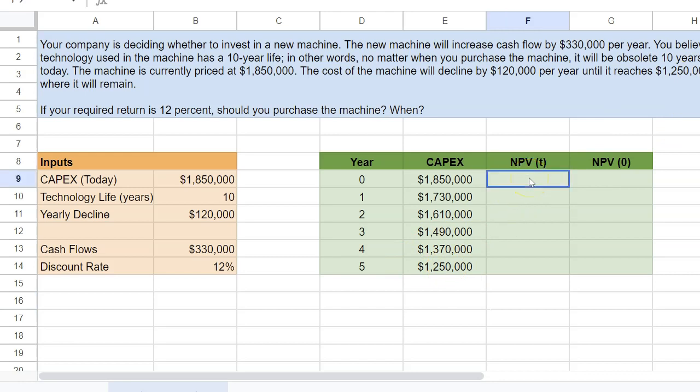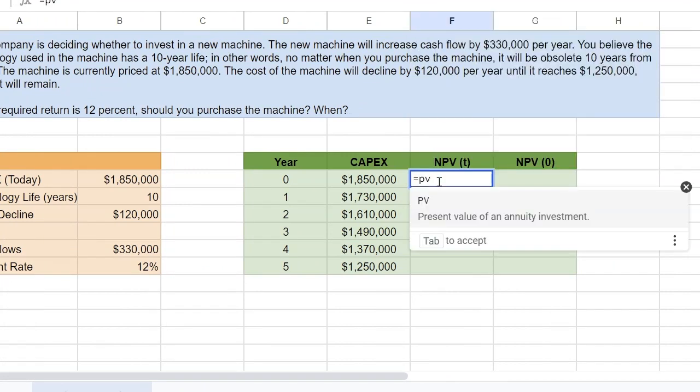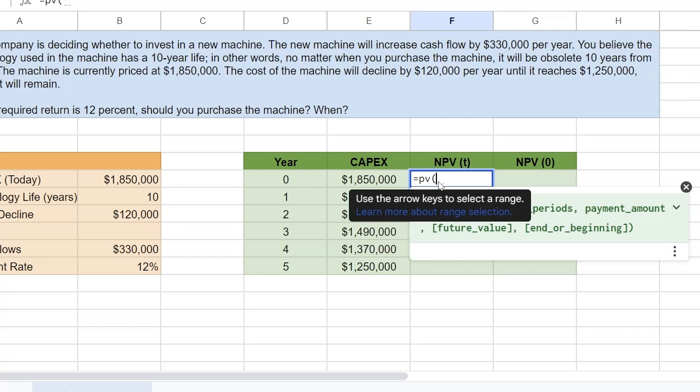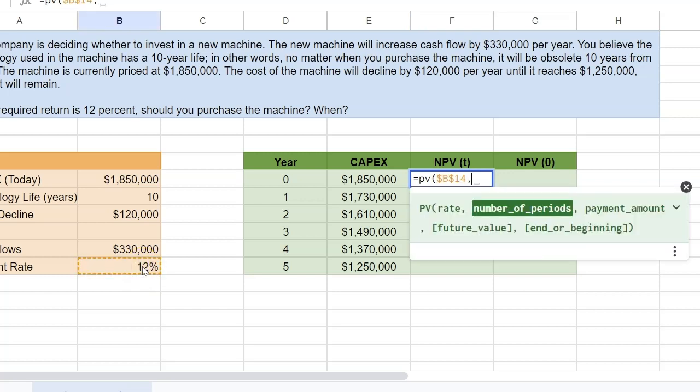Now, the question is, what is the net present value of the project at these different points in time? So what I'm going to do is use the present value function because it allows me to calculate the present value of an annuity. Notice that in this case, I will have an annuity because my cash flows are constant for a certain number of time periods. My discount rate is 12%, and the number of time periods.